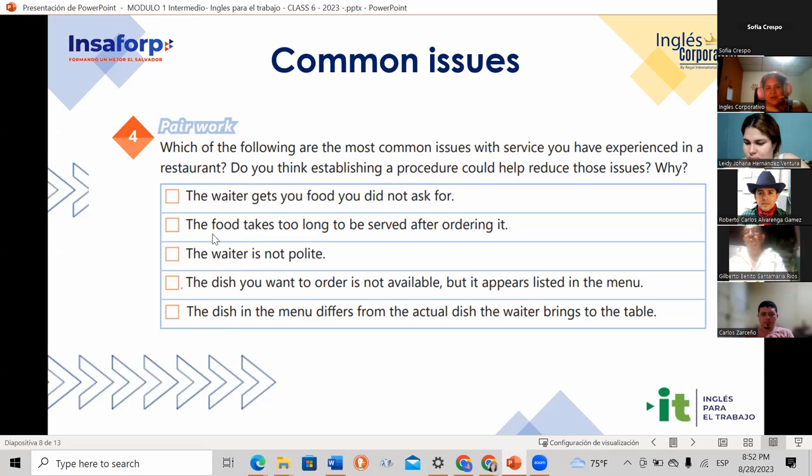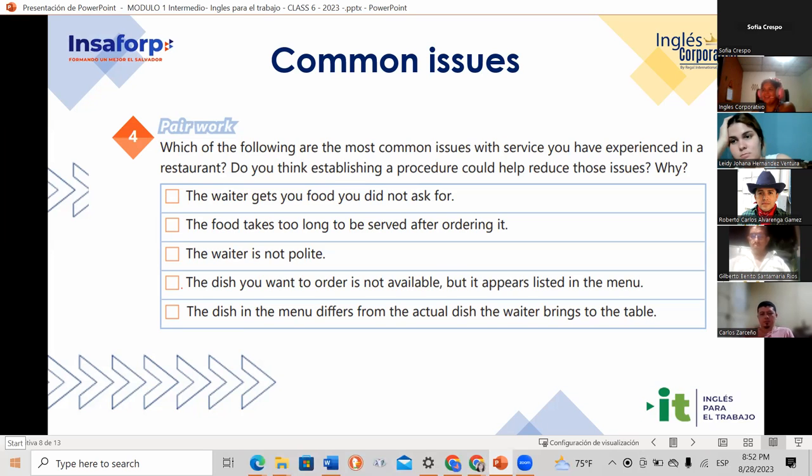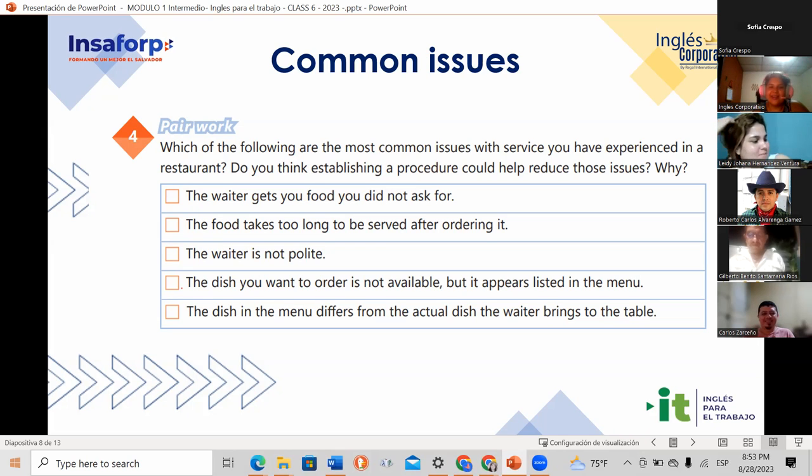Okay. So, another common issue, the food takes too long to be served after ordering it. Yes. The food takes too long. Like 1 hour. Have you experienced that? Many times. Yeah. Especially with pupusas. Yes, of course. That is why it's better to call the place and order the pupusas before you go, right? Yeah, that is what I usually do because I don't like to wait too long. Okay.